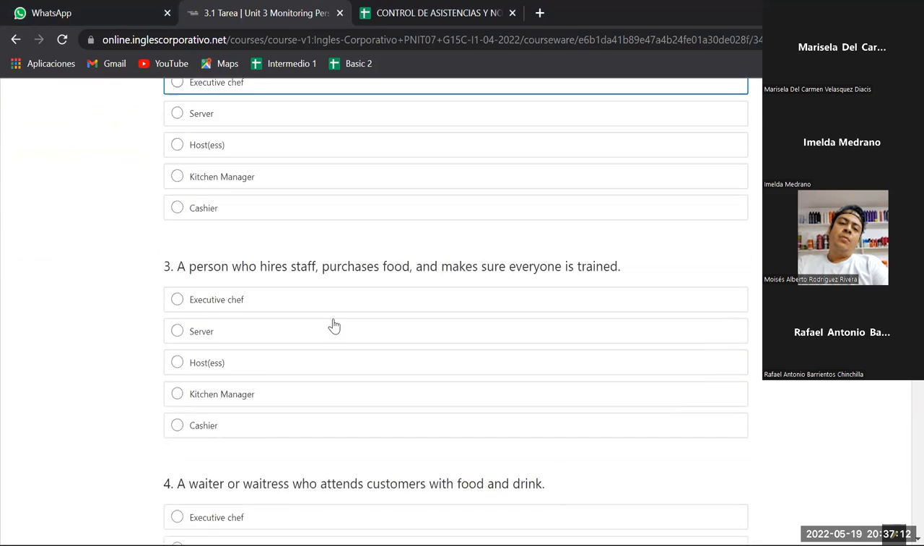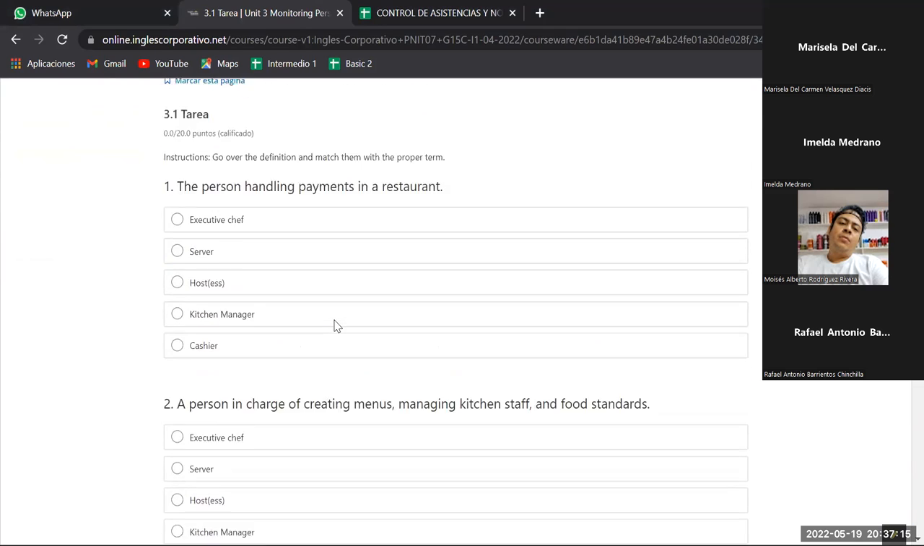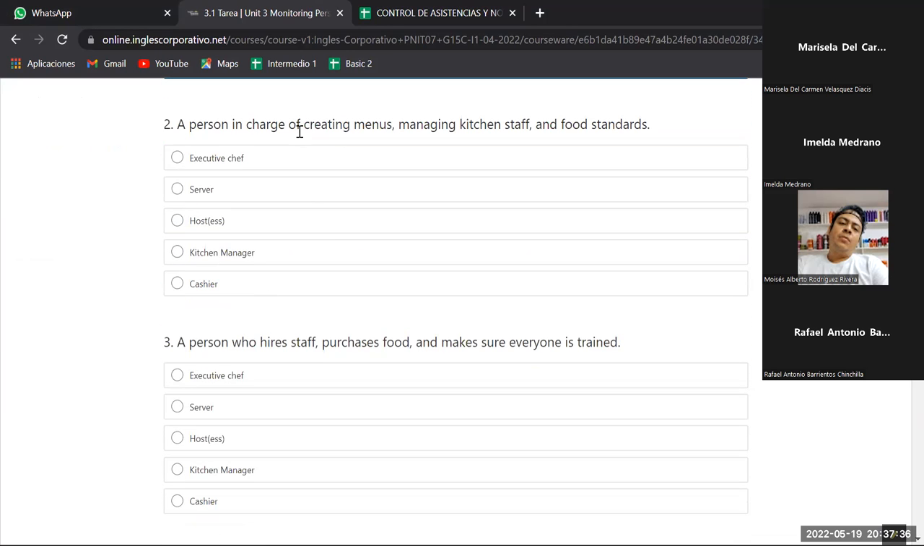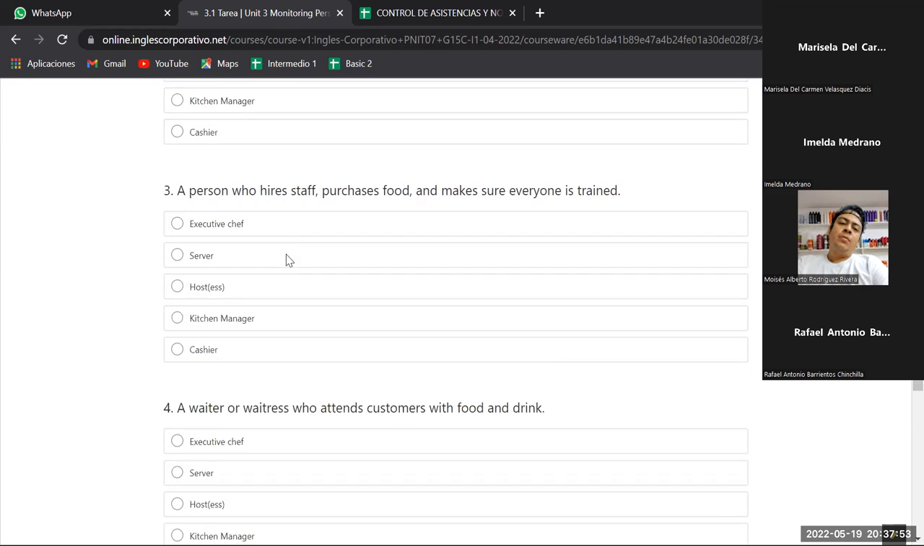Okay, this one is the exercise that we just did, just for you to check if the answers are correct or if you don't have any glitch in the platform. Number one, it says the person handling payments in the restaurant. You remember the answer for this one? Cashier. Number two, a person in charge of creating menus, managing kitchen staff and food standards. Executive chef. Number three, a person who hires staff, purchases food and makes sure everyone's trained.